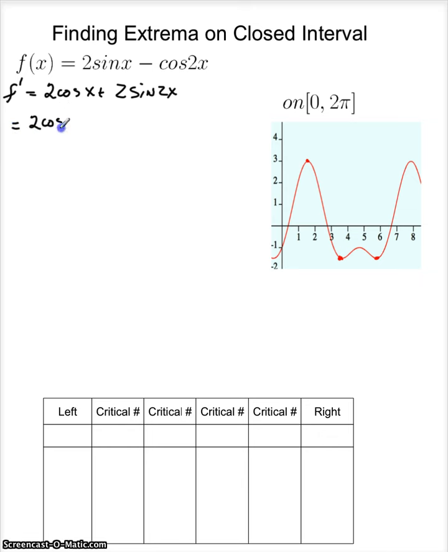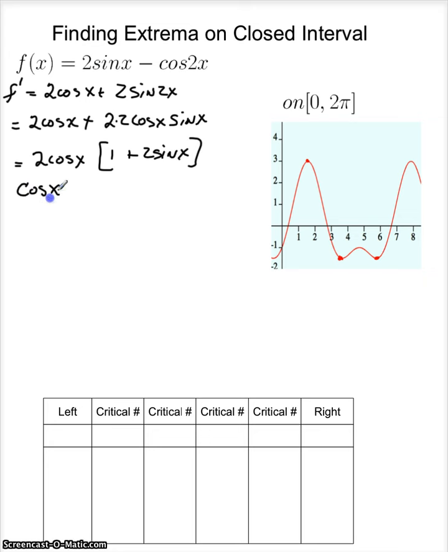Let's use a trig identity. Sine 2x is 2 times cosine x sine x. So I'm going to factor out 2 cosine x from the entire thing. So this is 1 plus 2 sine x. Now on this interval, where is cosine 0? Well, cosine is 0 when x is pi over 2 and 3 pi over 2.